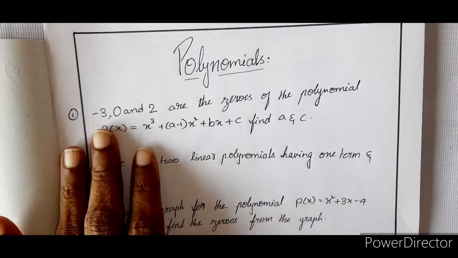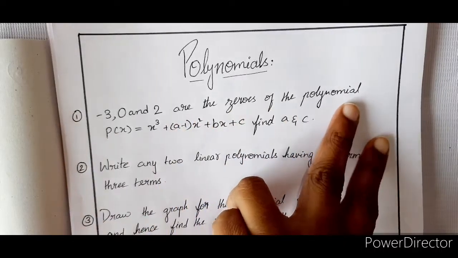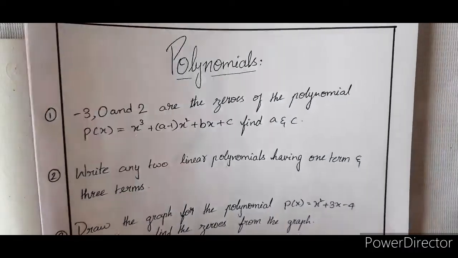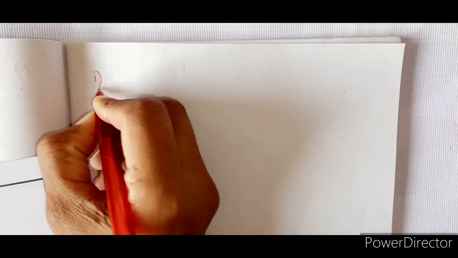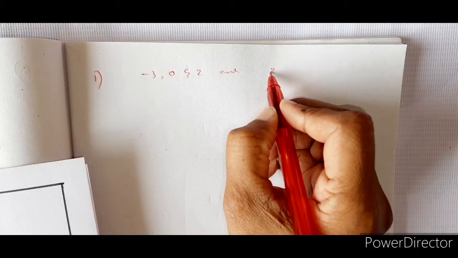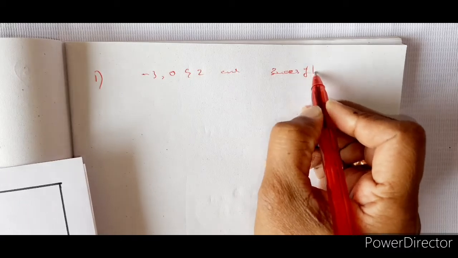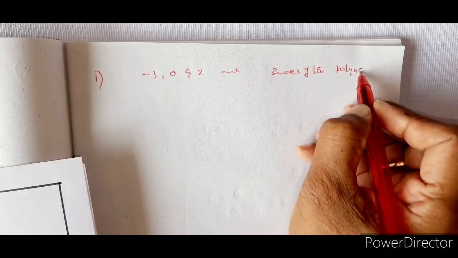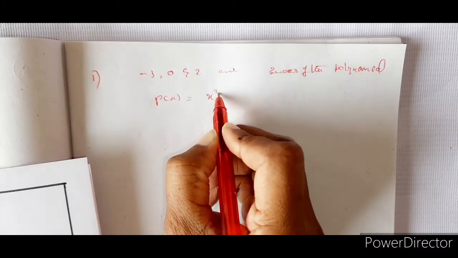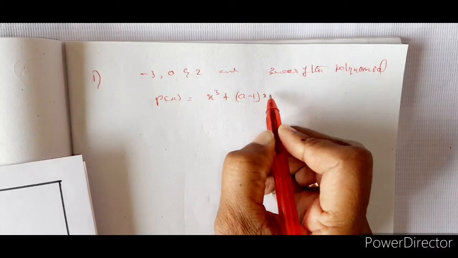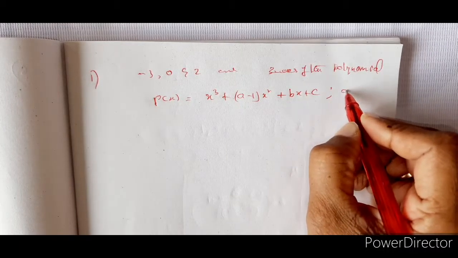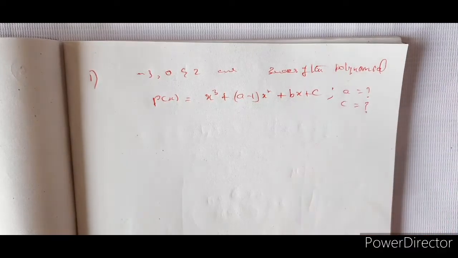The first one here is: -3, 0 and 2 are the zeros of the polynomial P of x equal so and so. Find a and c. So what is the meaning of zeros of the polynomial? Let us start solving them. So -3, 0 and 2 are zeros of the polynomial. And what is the polynomial given to us? P of x is equal to x cube plus (a minus 1) into x square plus bx plus c. What we need to find is a is equal to how much and c is equal to how much.